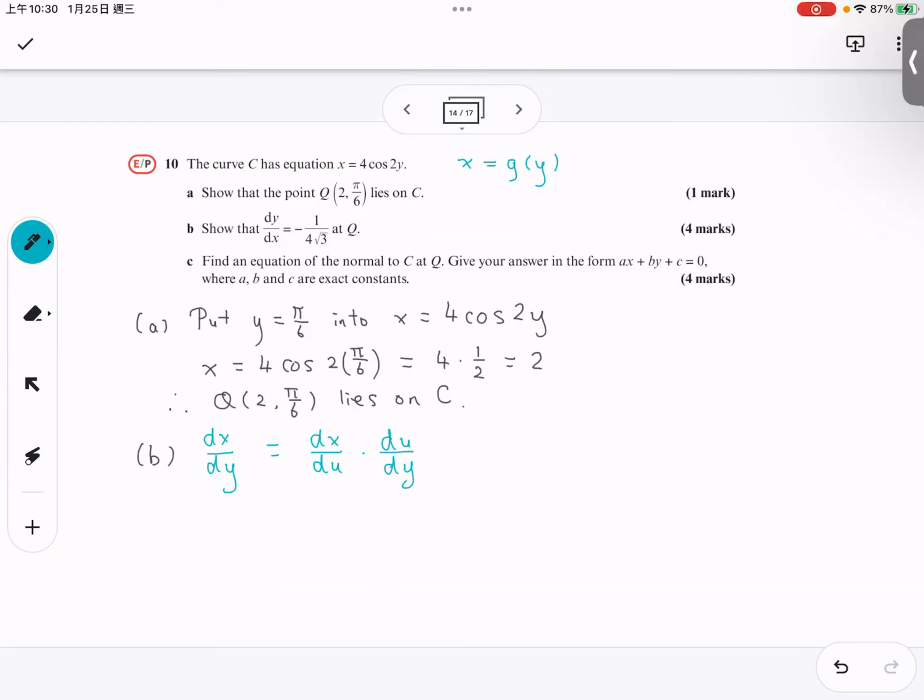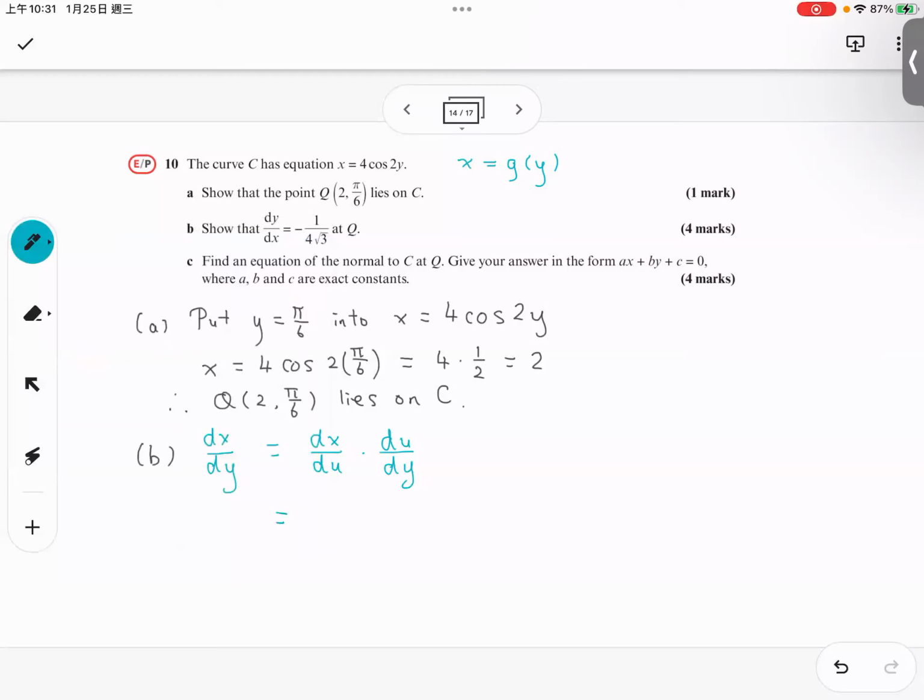We have dx over dy is equal to dx over du times du over dy. First of all, look at the function map for part B. You will see that for cosine 2y, this time we will do the 2y first and then do the cosine. So that means we can use the chain rule again.